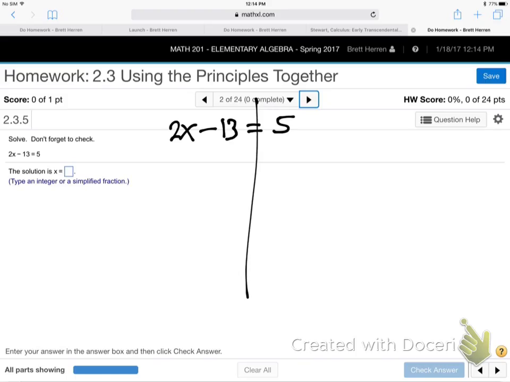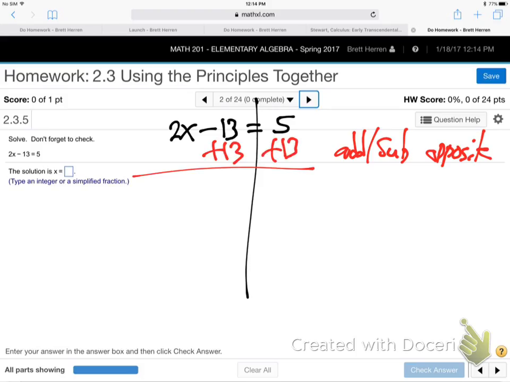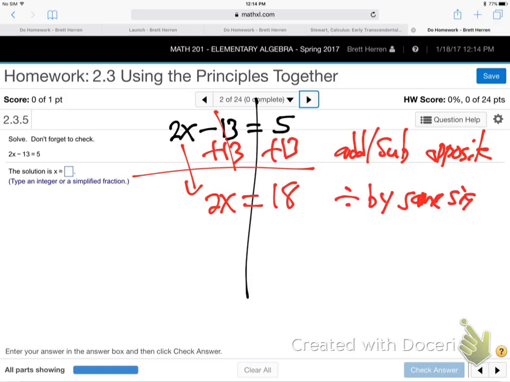So to get rid of that minus 13, am I going to do the same sign or the opposite sign? Opposite. Yeah, remember, add and subtract is opposite sign. So the opposite of minus 13 is plus 13, isn't it? And so that makes 2x equals 18. Good to there. And then when you divide, same sign.